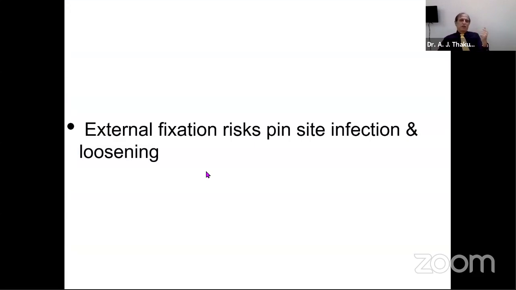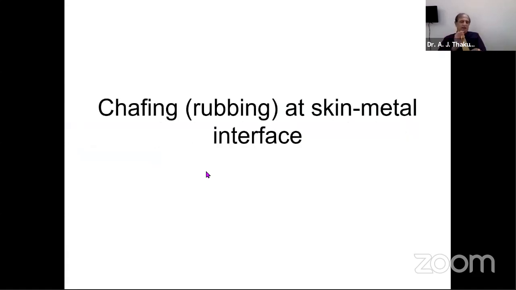Pin site infection, how can we take over it? My experience is mainly with the fixators on the radius, and it is known that because of the rubbing of the skin and the metal, the infection starts. If there is rubbing, if there is movement between the skin and the metal of the external fixator pin, then there is discharge that gets secondary infection, and then the loosening, etc., etc. If one is able to stop that rubbing by one way or other, there is never an infection.